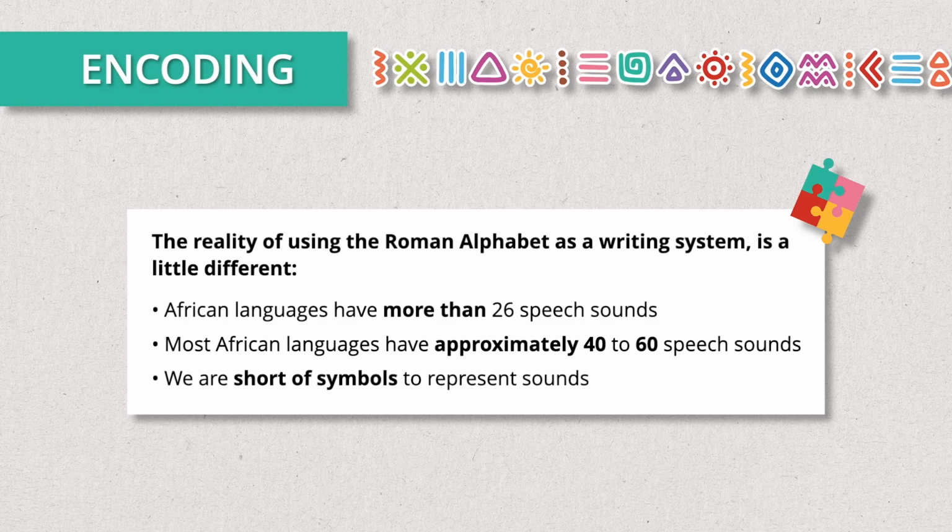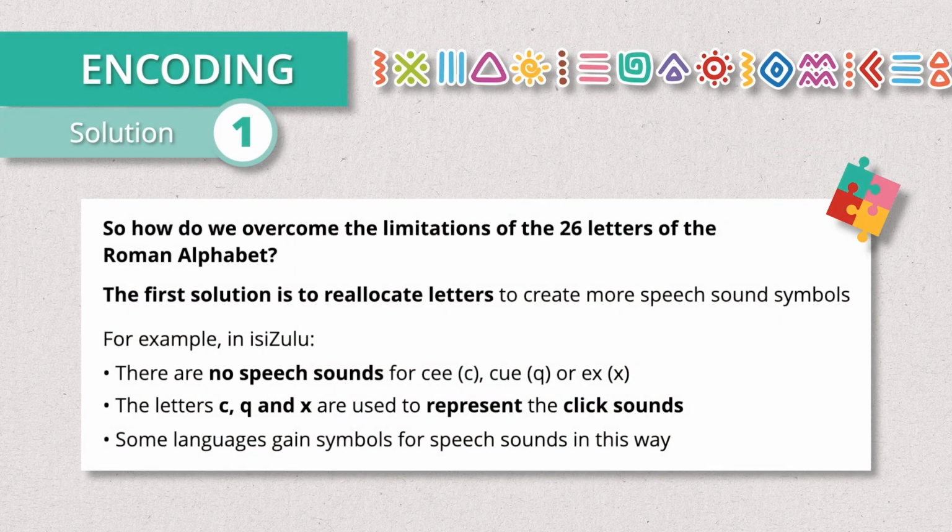The reality of using the Roman alphabet as a writing system is a little different. African languages have more than 26 speech sounds. Most African languages have approximately 40 to 60 speech sounds. We are short of symbols to represent sounds. So how do we overcome the limitations of the 26 letters of the Roman alphabet?